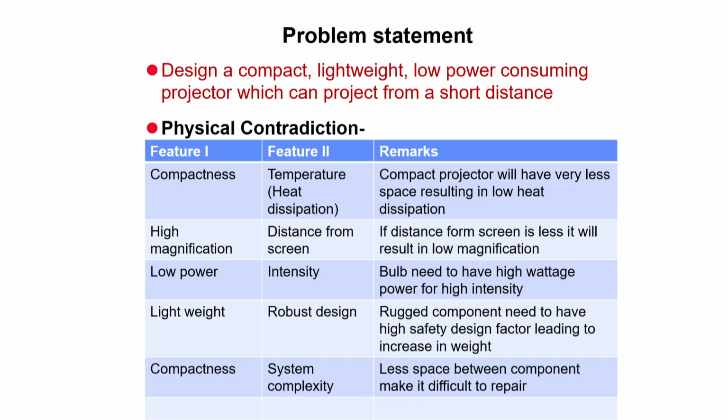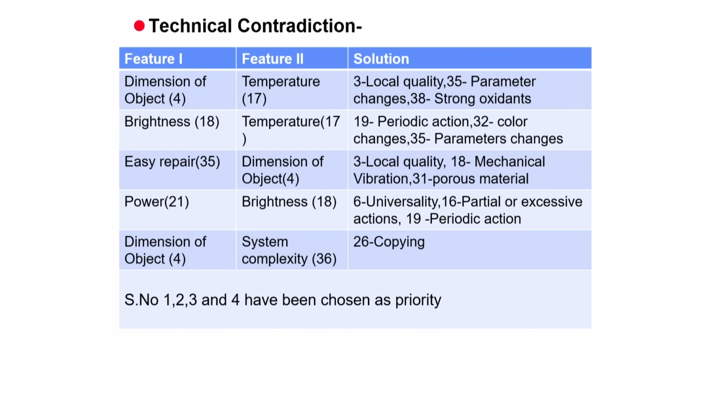So, again they figured out the features that are going to be desired, like compactness. Okay, what will be the problem? Temperature will be the problem if it is too compact for a projector. High magnification, distance from screen, low power intensity is a problem, lightweight, robust design, compactness can create system complexity. So, these are worsening technical features.